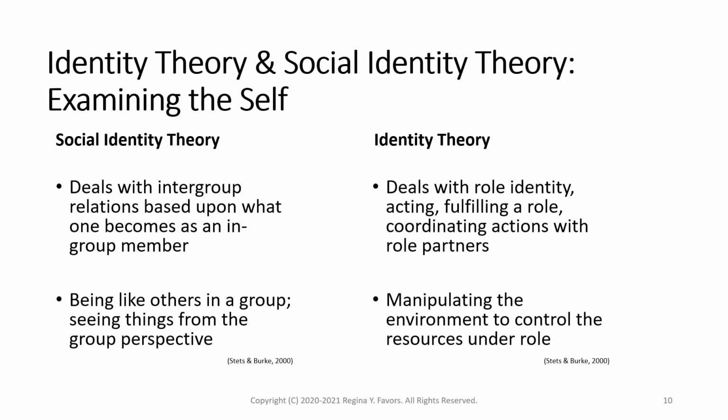And then identity theory deals with role identity, acting, fulfilling a role, coordinating actions with role partners, manipulating the environment to control the resources on the role. You can look at this still from the student government aspect or the family dynamic. So if we look at it from the student government aspect, once I leave the council and I get into a group club member or something like that, I'm going to also have an individual role. So I can still serve as member, but I can also serve as parliamentarian.